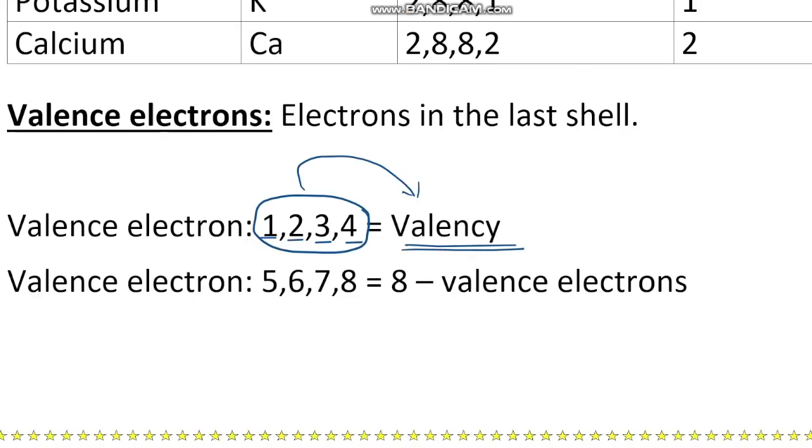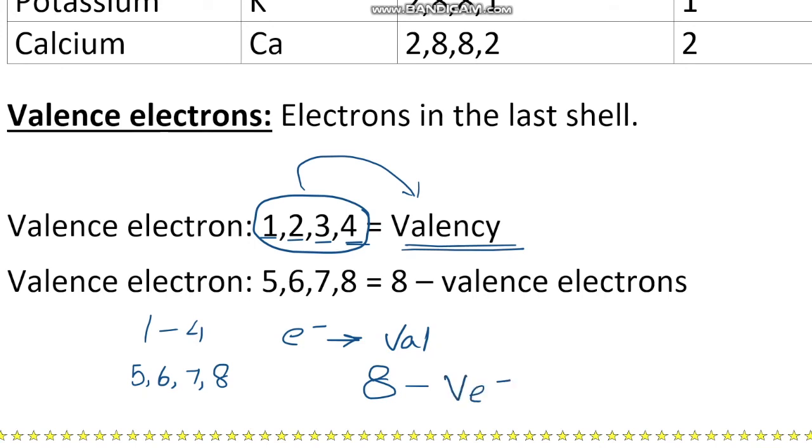For all the elements that have valence electrons more than 4, we just said from 1 to 4, the number of valence electrons turns itself into valency. But for more than 4, greater than 4, that is 5, 6, 7 and 8, the rule is very simple. The rule says 8 minus valence electrons. Let's just take a look.